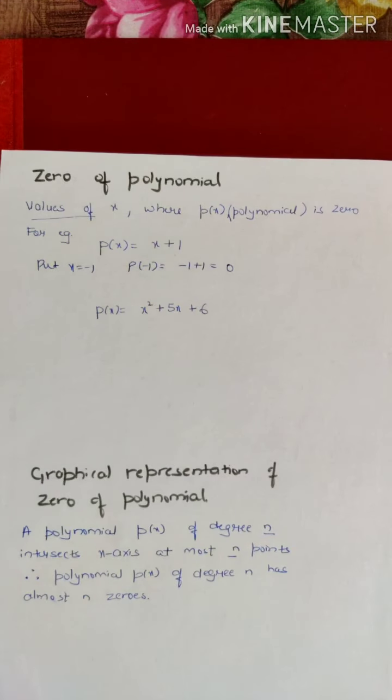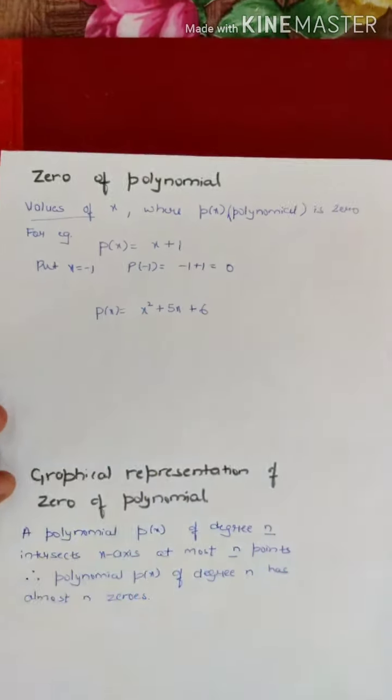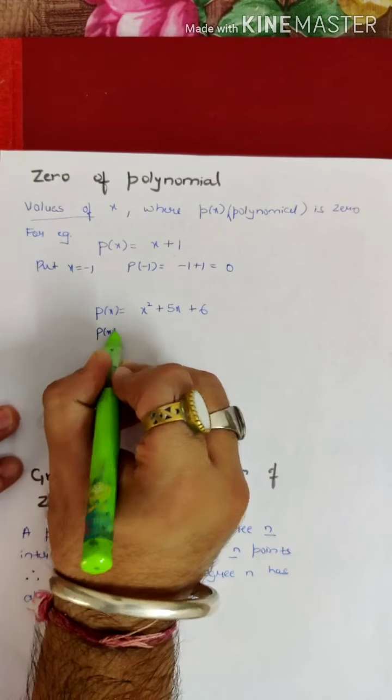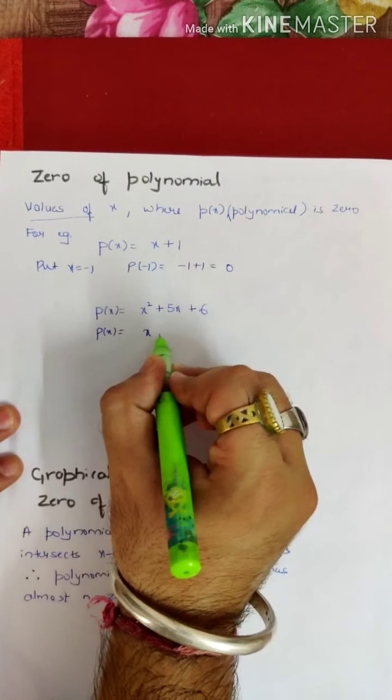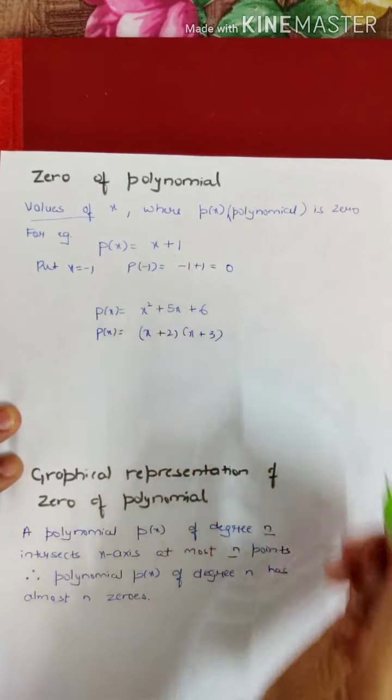So we can say that x equals minus 1 is a zero of this polynomial. Similarly, if we have another polynomial, say p(x) = x² + 5x + 6, and we need to calculate the values of x where this polynomial is 0, we need to factorize it. On factorization, we will get (x + 2)(x + 3).